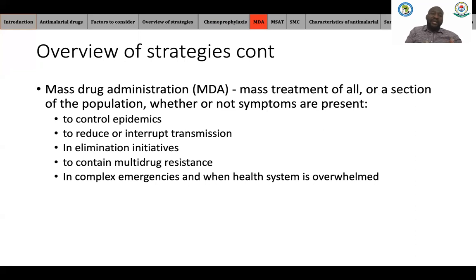However, there's a risk again of causing drug resistance depending on which medication you are using for this mass drug administration. We go back to the pharmacological consideration of the drugs. WHO also recommends this in complex emergencies where health systems are overwhelmed. You could just take everyone and do mass drug administration. In West Africa, where there was an Ebola outbreak and people needed to use the healthcare system for Ebola cases, they used mass drug administration to prevent an increase in cases of malaria. So this is one of the strategies that could be used.